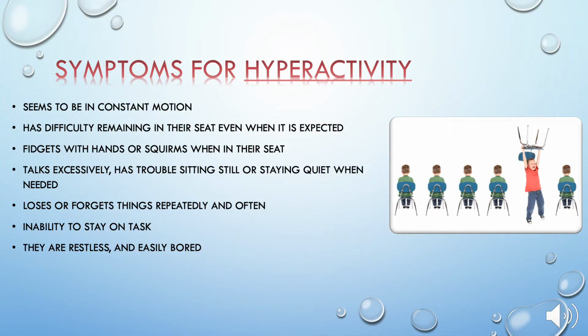Symptoms for hyperactivity. That person seems to be in constant motion. For example, runs or climbs at times when they're not supposed to. Has difficulty remaining in their seat even though it is expected. Fidgets with hands or screams when in their seat. Talks excessively, has trouble staying still or staying quiet when needed, meaning it is difficult for them to engage in quiet activities. Loses or forgets things repeatedly and often. Inability to stay on task, meaning they shift from one task to another. They are restless and easily bored.